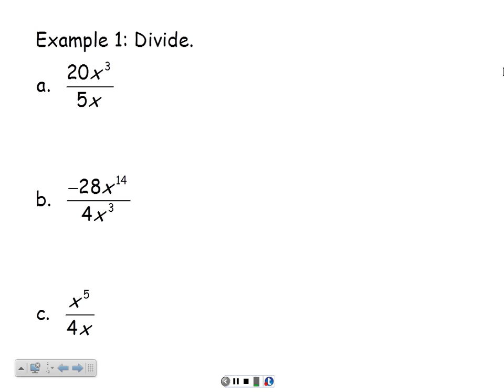So we start out by doing monomial divided by a monomial, and this is set up in fractional form because the fraction bar is just division. And so what we're going to do is we're going to divide coefficient by coefficient, so 20 divided by 5 is going to be 4. Now, when you divide powers with like bases, you subtract those exponents, and it's always top minus bottom. So, x to the third divided by x to the first is going to be x to the second.